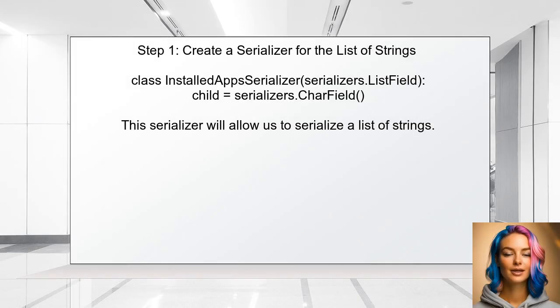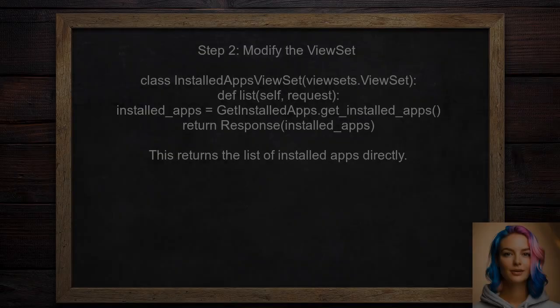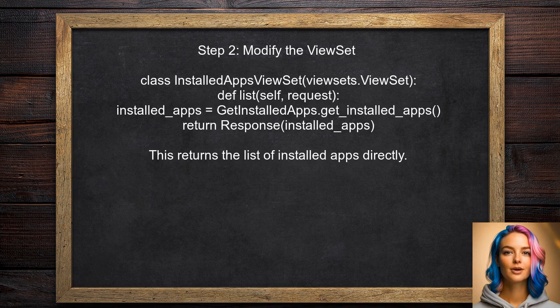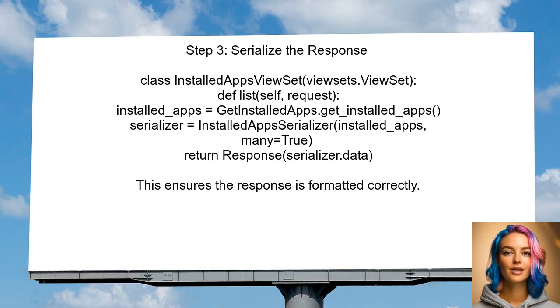To return a list of strings in Django Rest Framework, the user should start by creating a serializer that can handle a list of strings. This can be done by using the list field provided by the framework. Next, the user needs to modify the view set to utilize the serializer correctly. In the list method, the user should directly return the list of installed apps without wrapping it in another serializer. Now, the user should ensure that the response is serialized properly. Instead of using the serializer class directly in the view, the user can serialize the data right before returning it.